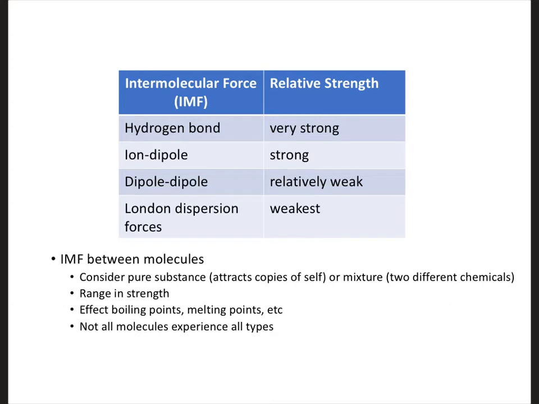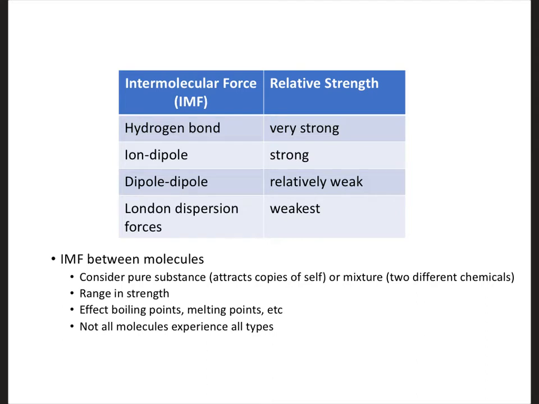All right, intermolecular forces. We just said relative strengths. Hydrogen bonds are going to be the strongest of the intermolecular forces. Ion dipole are strong, but not as strong as hydrogen bonding. Dipole-dipole attractions are relatively weak, and then London dispersion forces are going to be the weakest.